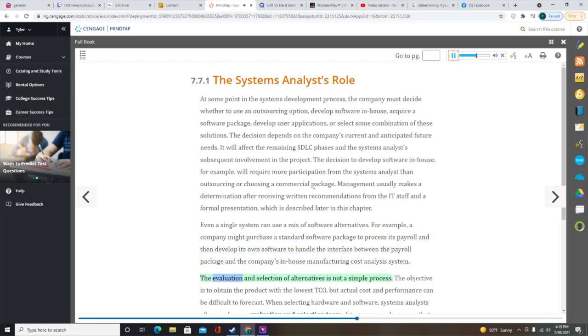The evaluation and selection of alternatives is not a simple process. The objective is to obtain the product with the lowest TCO, but actual cost and performance can be difficult to forecast. When selecting hardware and software, systems analysts often work as an evaluation and selection team. A team approach ensures that critical factors are not overlooked and that a sound choice is made.